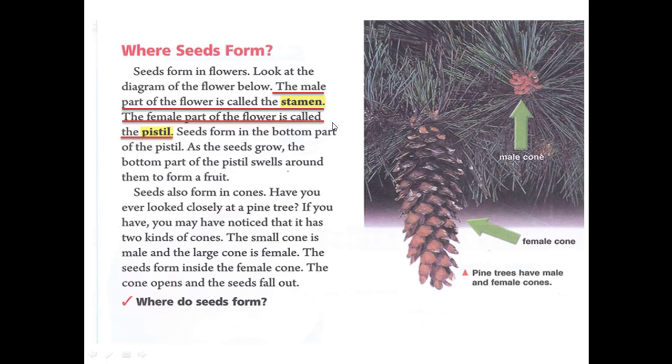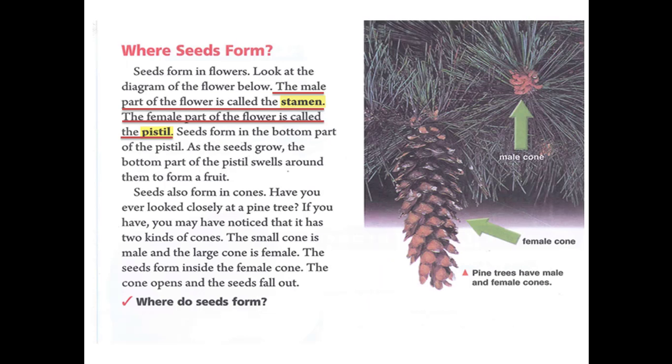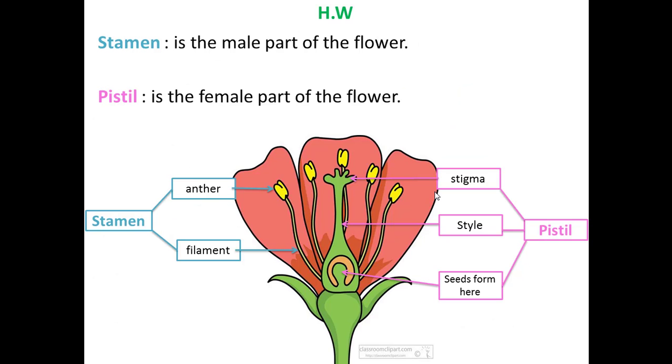So it was about that. And as you know, the male cone is the small one, and the female cone is a large one. Okay. And seed will form inside the female one. So inside the flower, seed will form. Inside the flower, what we have: stamen and pistil. And pistil contains three parts: stigma, style, and ovary. Seed will form inside here.